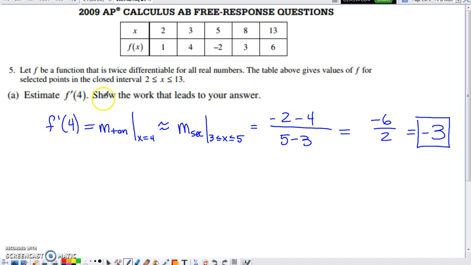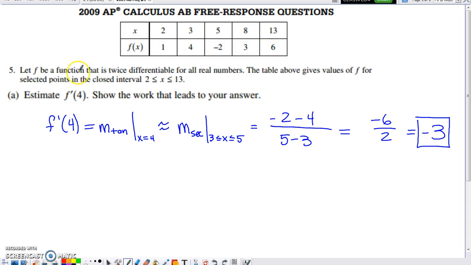So here we'll take a look at a problem from the 2009 AP Calc AB and BC exam. It appeared on both exams that year. And it's a non-calculator question where they give us this table of values to work with. So we've got x values listed and we've got some function values that correspond to those x values listed as well.